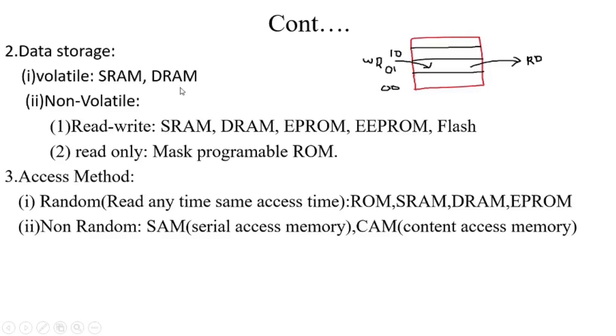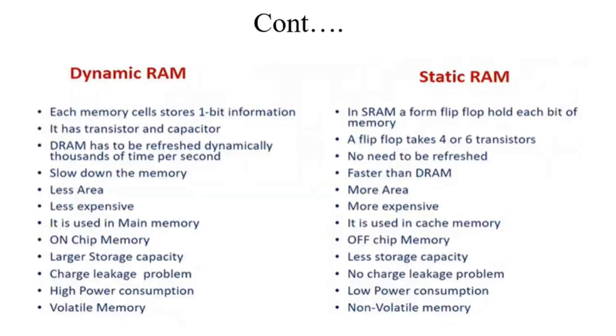Now we are discussing the comparison of dynamic RAM and static RAM. In the dynamic RAM, each memory cell stores only one bit of information. In the static RAM, a flip-flop holds each bit of memory. The dynamic RAM has transistors and capacitors, and in the static RAM, a flip-flop takes 4 transistors.